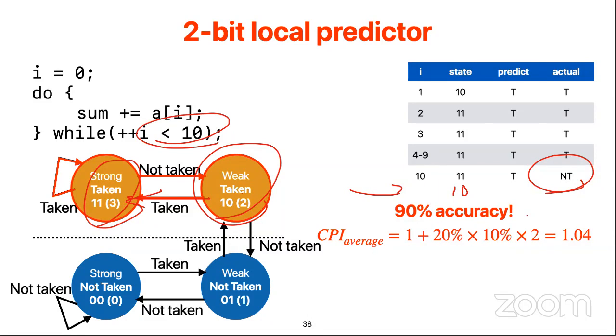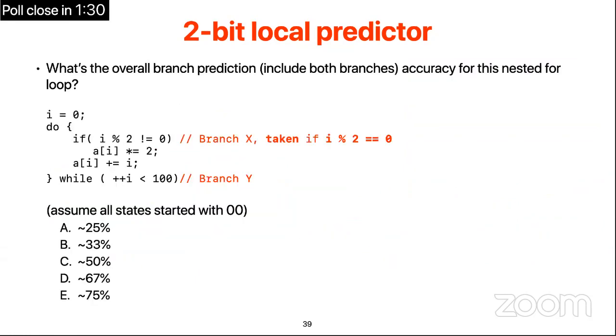And if you have 90% accuracy, the average CPI right now would be only 10% of the time you are going to suffer that 2-cycle stalls, or say the 2-cycle instructions that you have to flush. So the average CPI is only going to be 1.04, which is very, very close to 1. That's our optimal. All right.